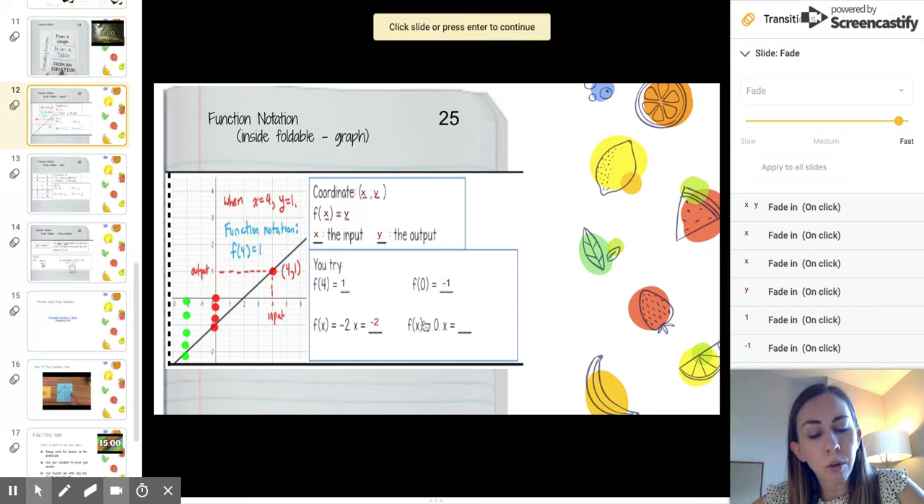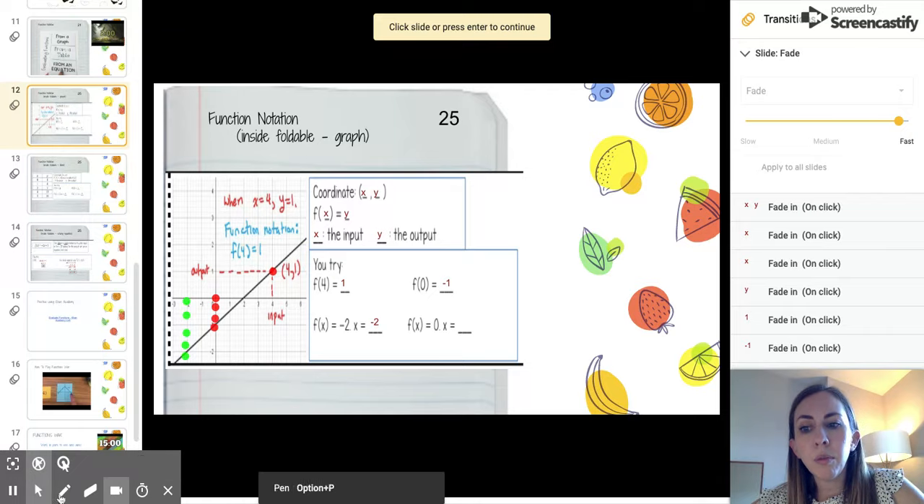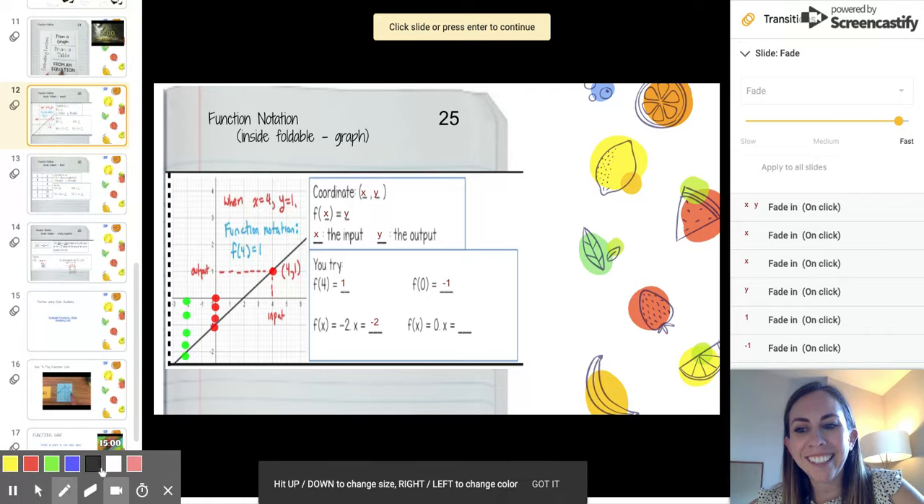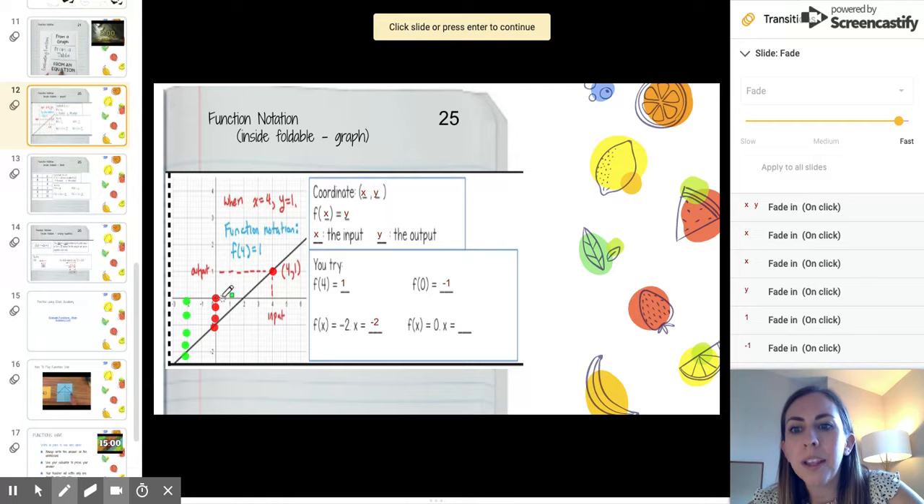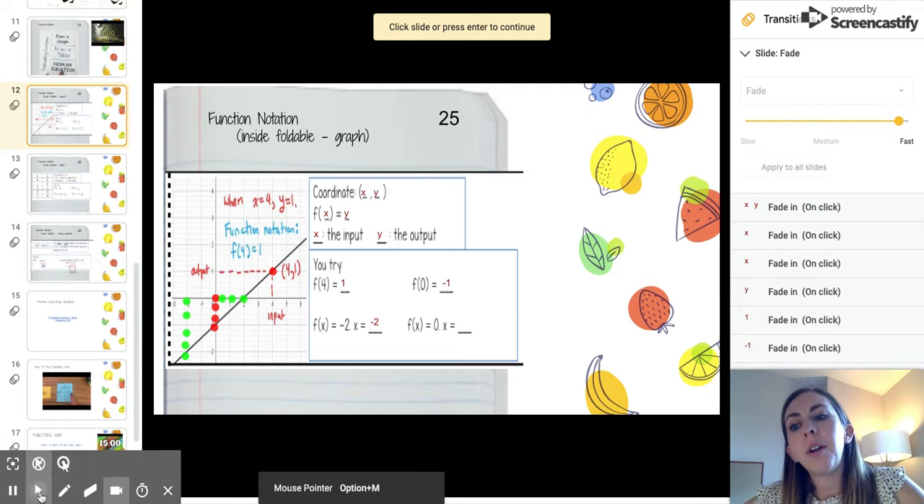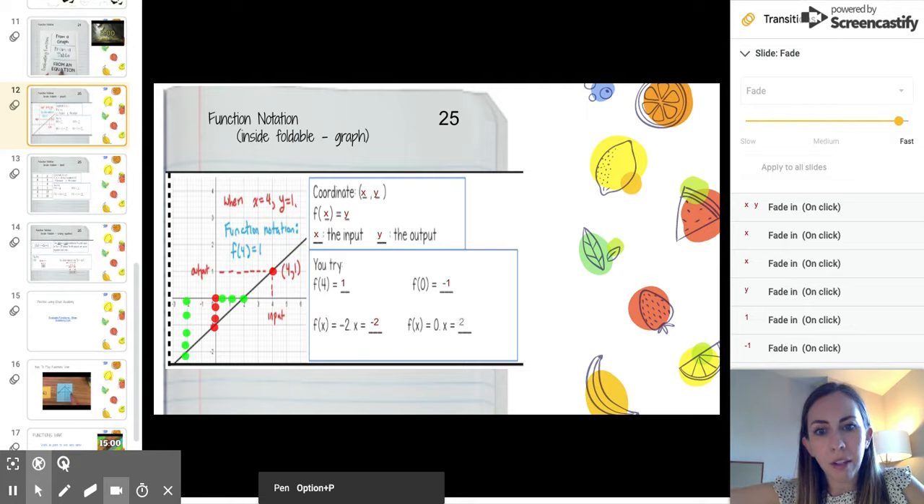Finally, this last question is a different way of asking the same thing. It's saying when f of x equals 0, meaning the output is 0, what was our input? So what you want to do now is look for your output of 0. So when the y value was 0 right here, where was our input? So our input was here at 2, so we were working backwards from the y value this time.